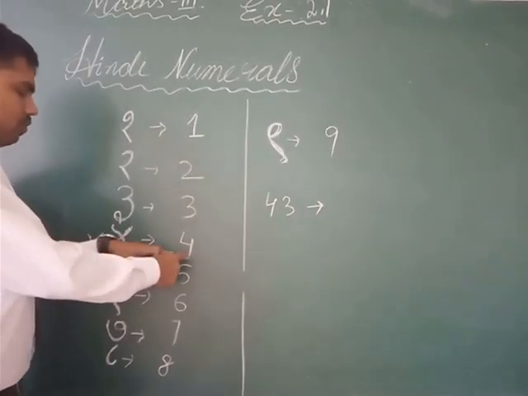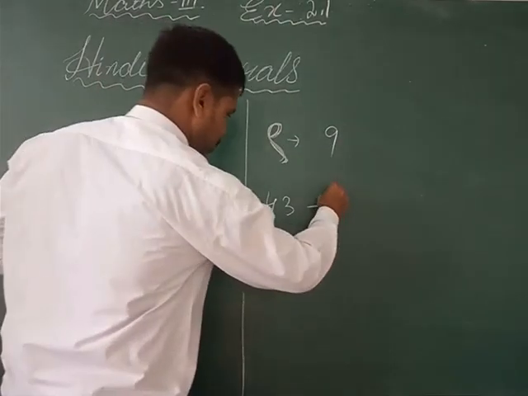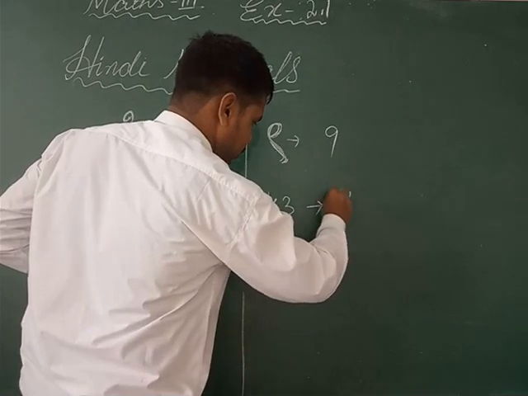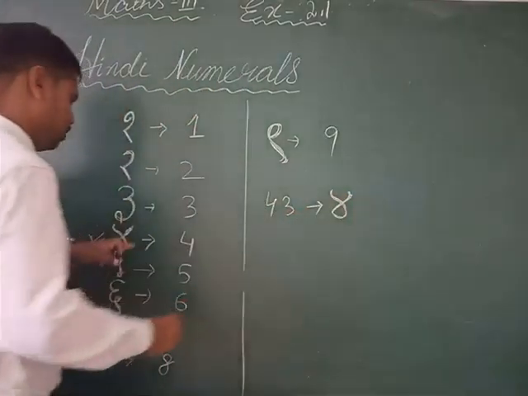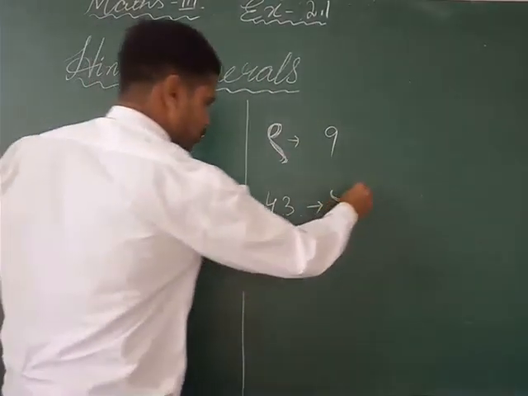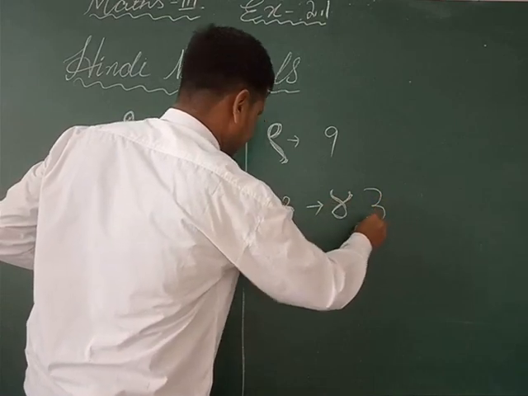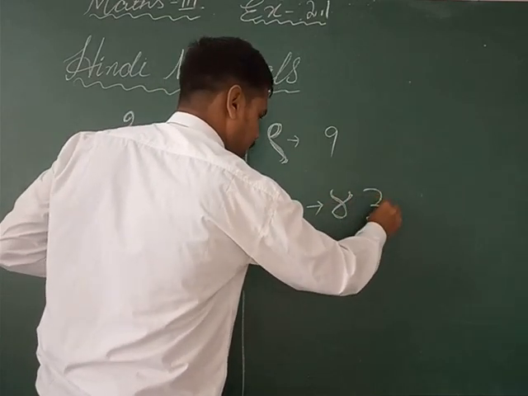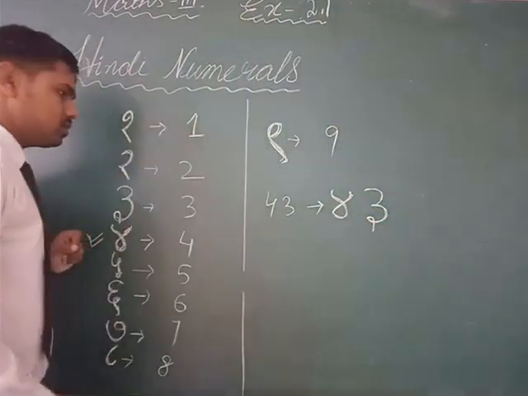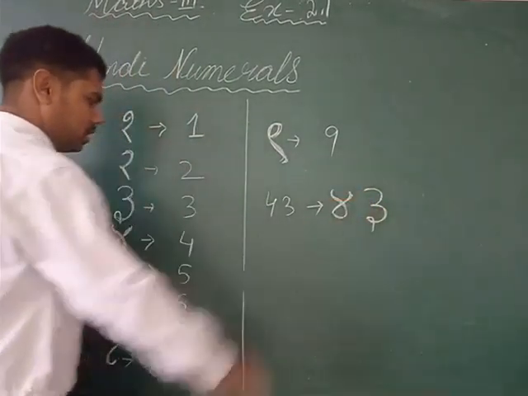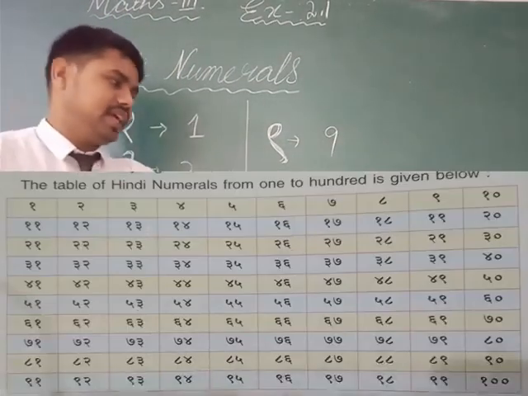As we know, 4 is written like this, so this is the 4 we will write first. And then we have 3. We know 3 is like this, so we will write 3 like this. This will be slightly smaller. So this is how we can write 43 in Hindi.